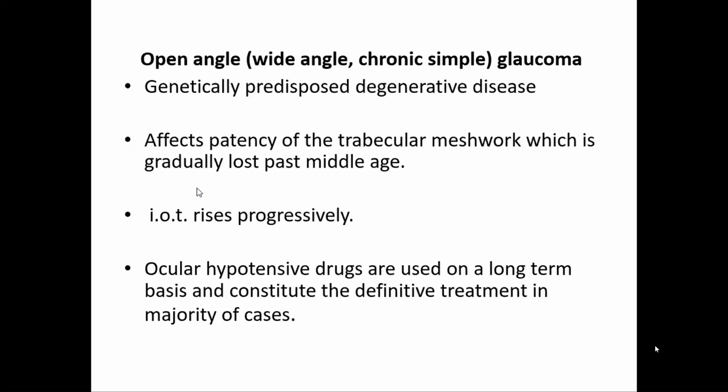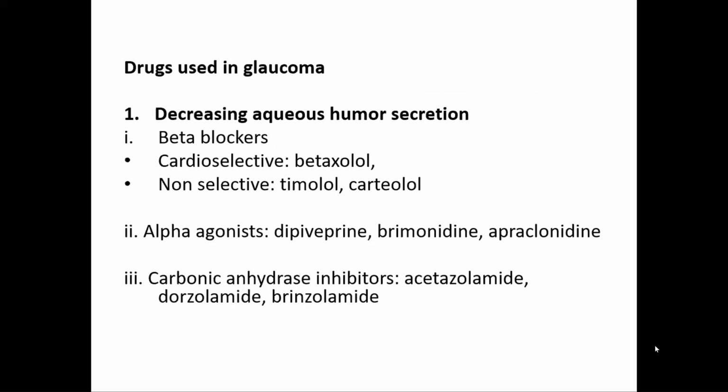The mainstay of the treatment is the ocular hypotensive drugs. Ocular hypotensive drugs are used on a long-term basis, and they constitute the definitive treatment in the majority of cases of open-angle glaucoma. So what are the drugs that are used for the treatment of glaucoma? These are used for the treatment of both open-angle glaucoma as well as narrow-angle glaucoma.